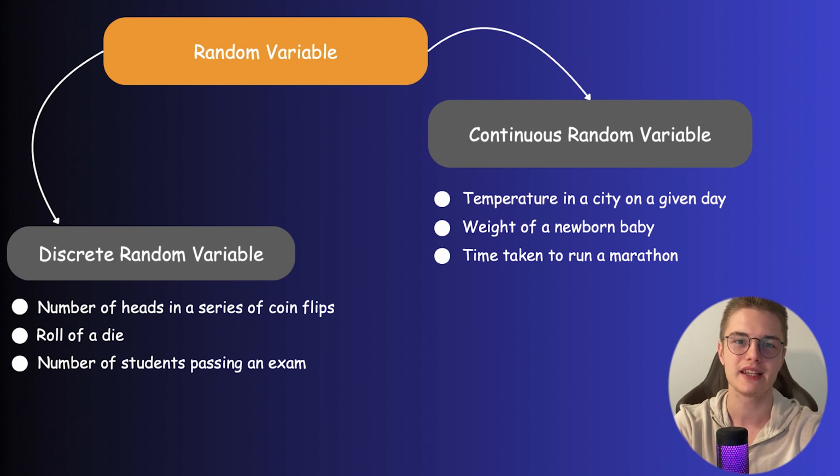On the other hand, a continuous random variable can take on any value within a range, making it uncountable. Examples include the temperature in a city on a given day, the weight of a newborn baby, or the time taken to run a marathon. Understanding the distinction between discrete and continuous random variables is essential for analyzing data and calculating probabilities in different contexts.